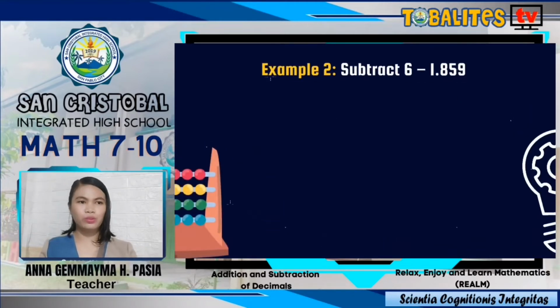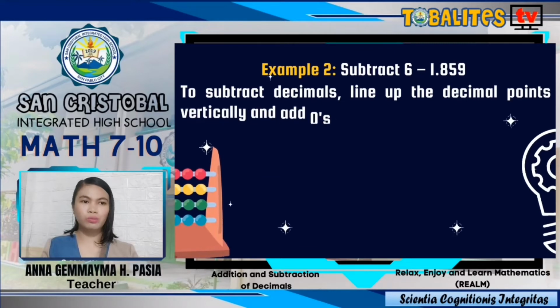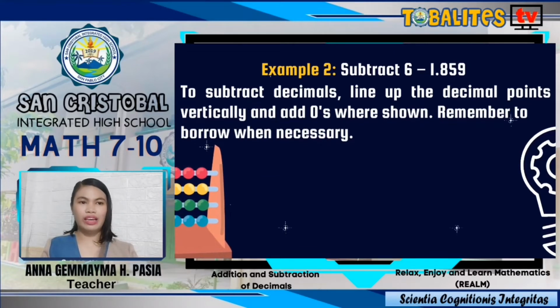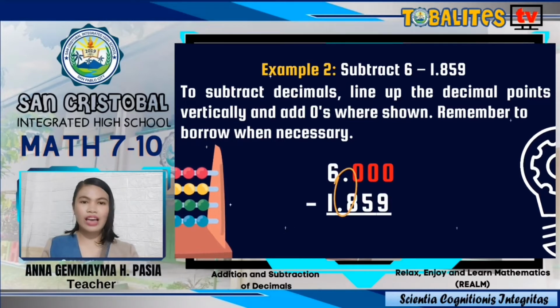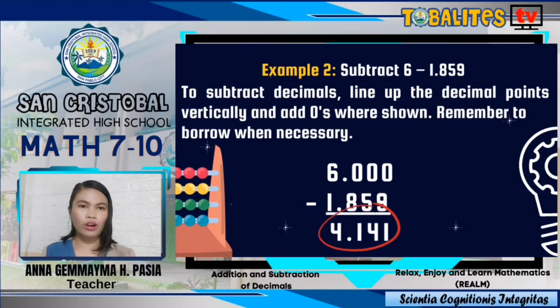Example number 2. Subtract 6 minus 1 and 859 thousandths. To subtract decimals, line up the decimal points vertically and add zeros where shown. Remember to borrow when necessary. As you can see in the example, the decimal points of the 2 given numbers are aligned vertically. Then subtract the numbers. The answer will be 4 and 141 thousandths.